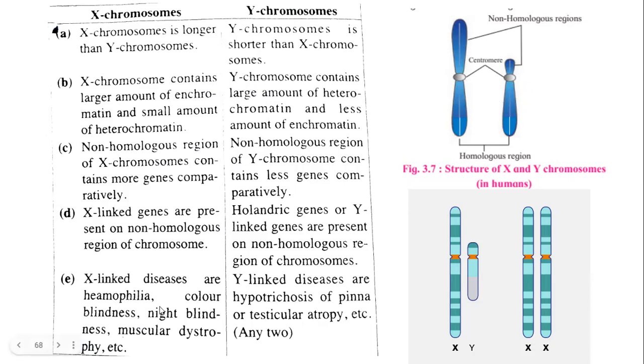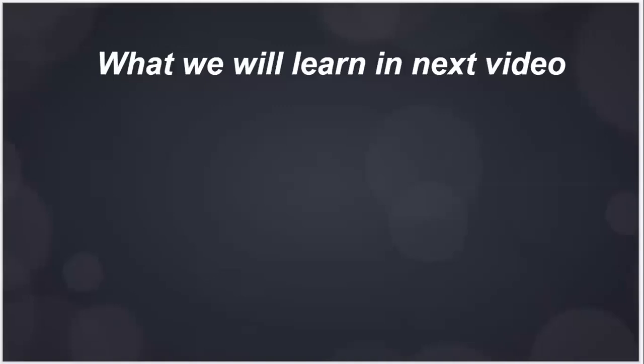These are some examples of X-linked diseases, caused by genes present on the non-homologous region of the X chromosome, and Y-linked diseases are caused by genes present on the non-homologous region of Y. So that's all. Make a note of it. If you have any difficulty, we will definitely discuss it in the live class.